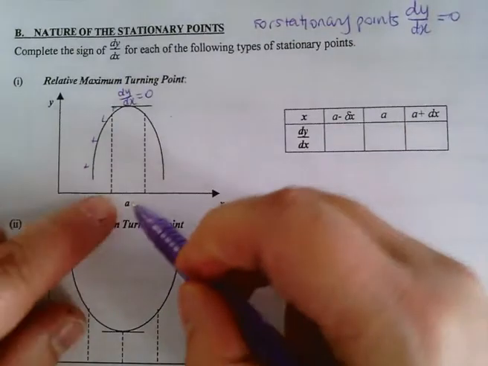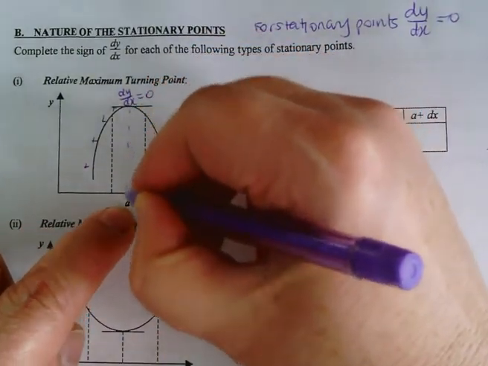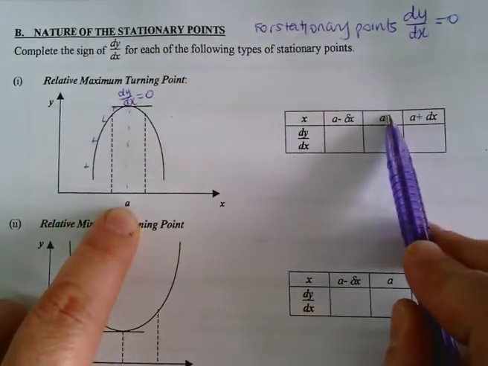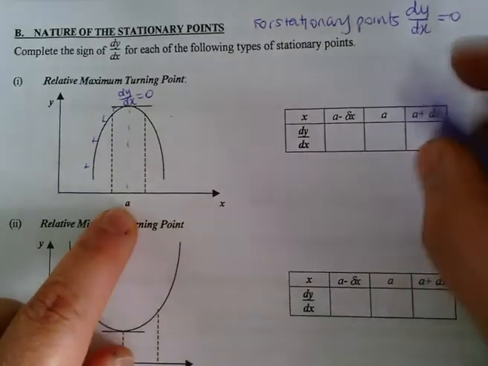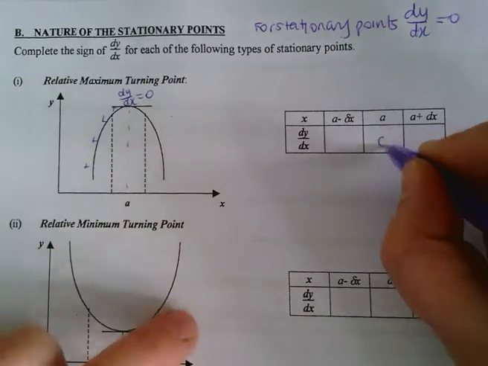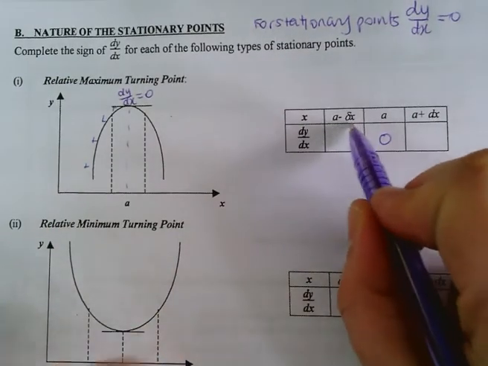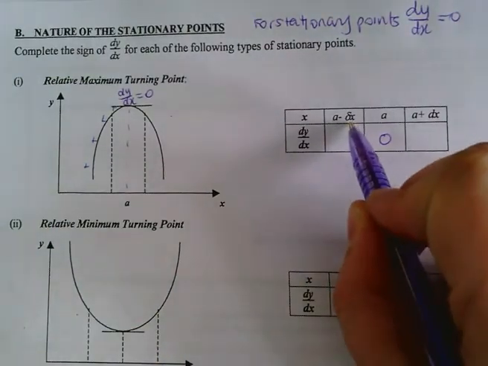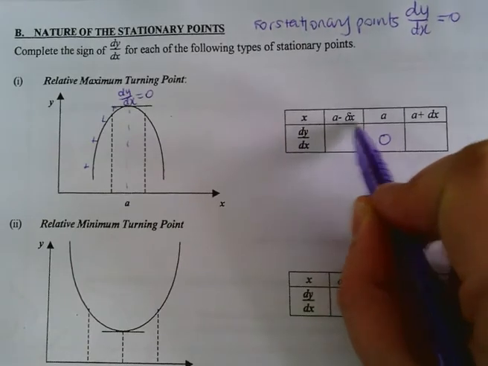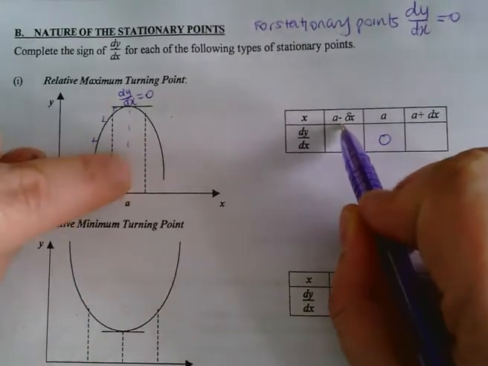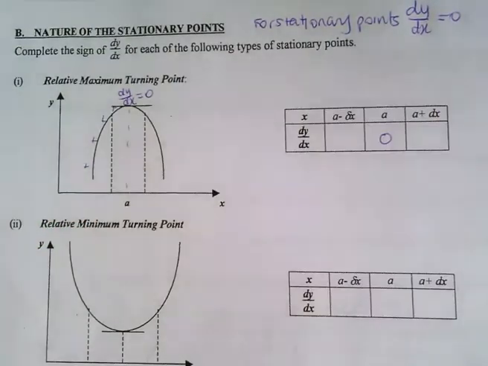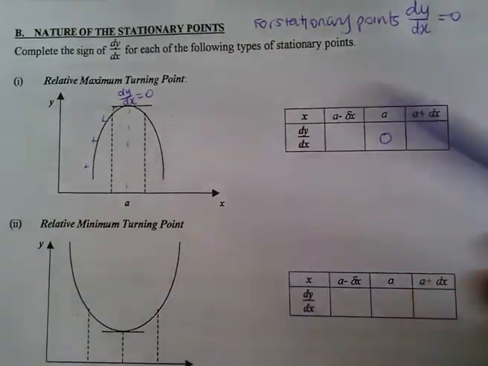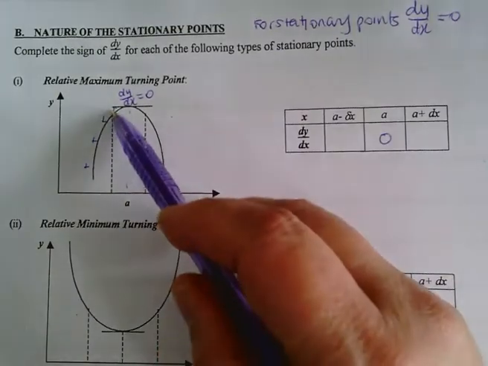So what we do, if the stationary point occurs at A, look at this table. When x is A, dy/dx is 0. But this is A minus delta x, which means a small change in x, so this is before you get to point A. When we do questions, we won't write it like that. This is just the theory. So a little value just before A.